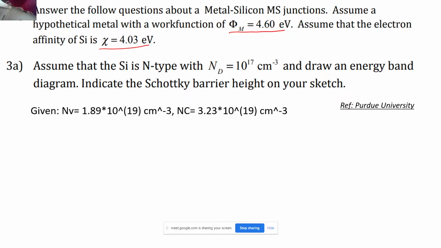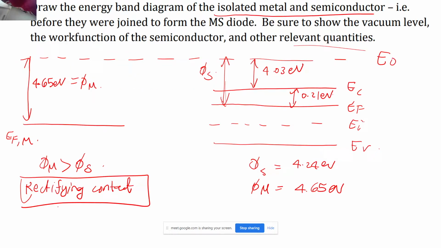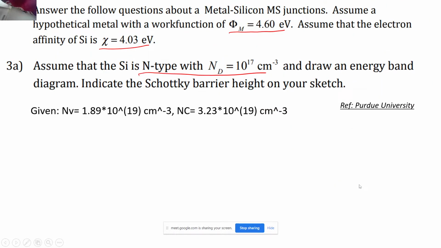Now what they have asked: assume that the silicon is n-type. They have already given me that it's n-type, and they have also given me the doping concentration. So what they are asking me is to draw an energy band diagram and indicate the Schottky barrier height on your sketch, right? To accurately draw the diagram I need to know the value of EC minus EF. Unless I know the value of EC minus EF, I cannot draw the relative positions of the Fermi levels properly, correct? So let's calculate the value of EC minus EF first.